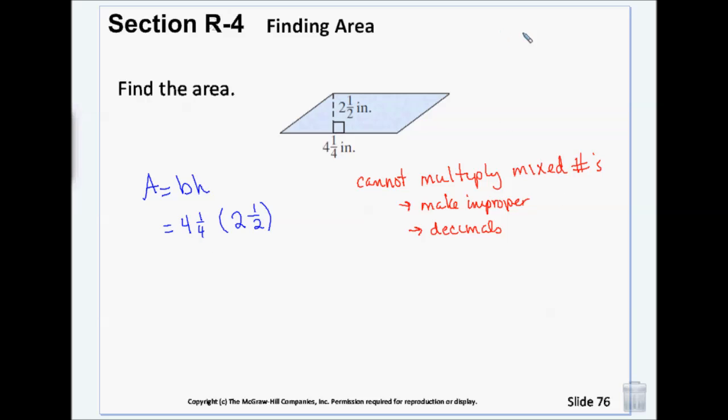Okay, so to convert to an improper fraction, if I take 4 1/4 and I want to make that improper, I'm going to multiply and then add. So 4 times 4 is 16, plus 1, 17. And 2.5, same thing, multiply and then add. So 5 over 2. And these numbers I can multiply.